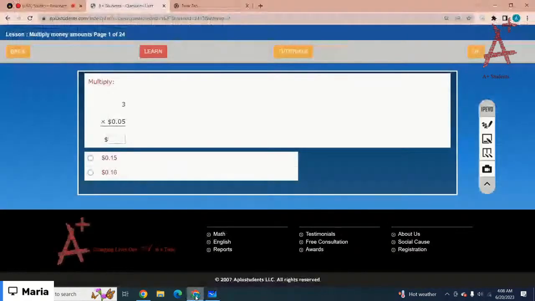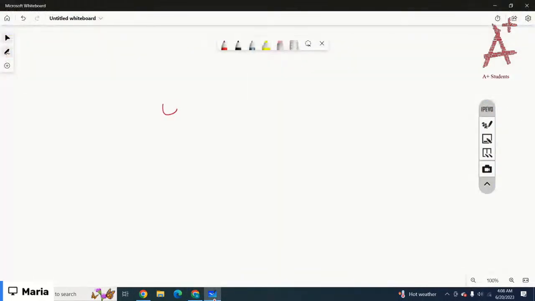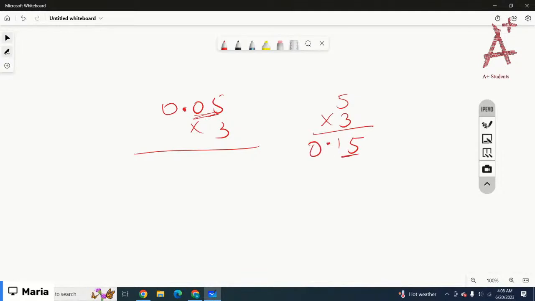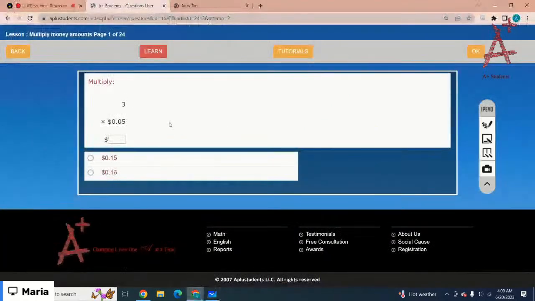Okay, let's just start with the test. The first one is 3 times 0.05. Got it? So you have 0.05 times 3. So you can just multiply without the decimal, just do 5 times 3. We know 5 times 3 is 15. So here you have 2 digits after the decimal, so you have to put 0.15. Got it? You just have to look for the exact place of the decimal point. The rest of the things are exactly the same. So the correct option is 0.15.